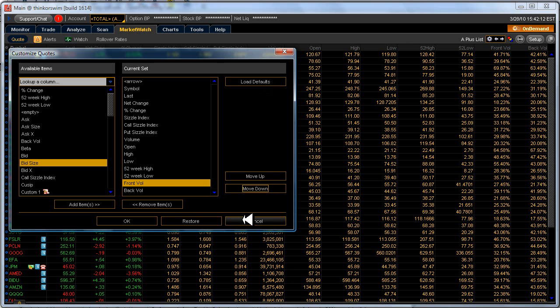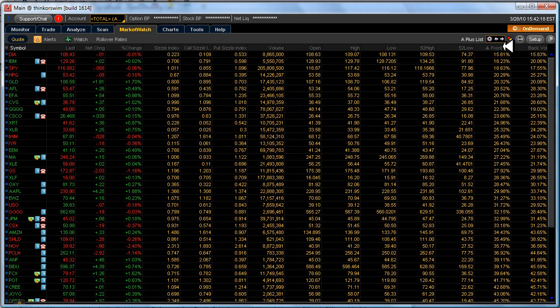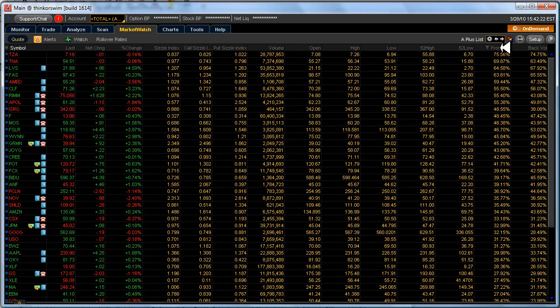So as I mentioned, what I do is I take this list and I sort it by the front volatility, and it either does it ascending or descending, so I want it descending, from the highest. I want to pick a stock that has a high volatility, but it's also earnings season and I have to be careful about earnings also.